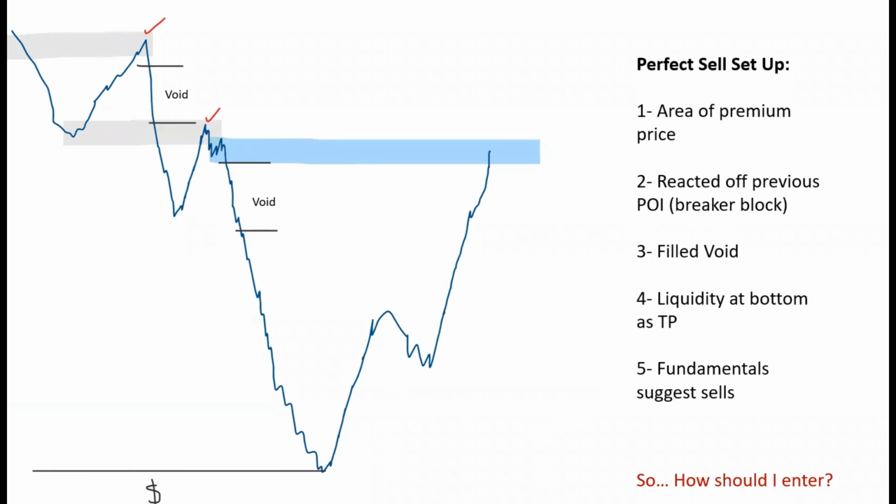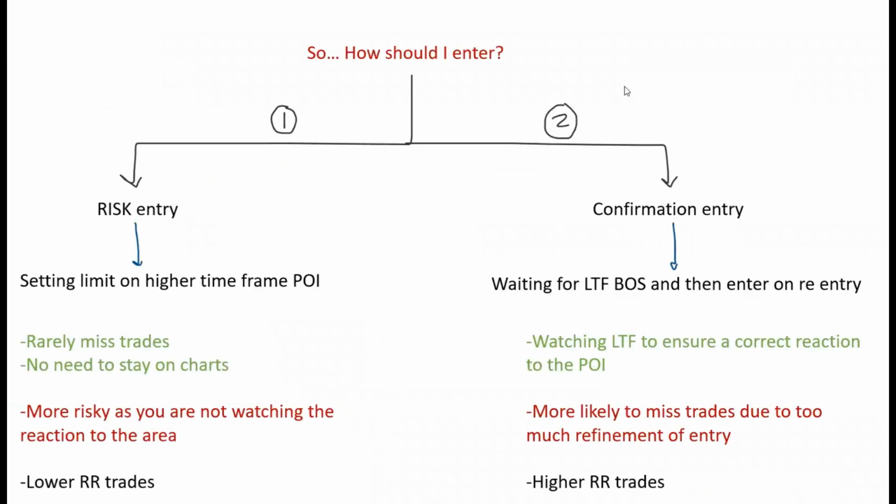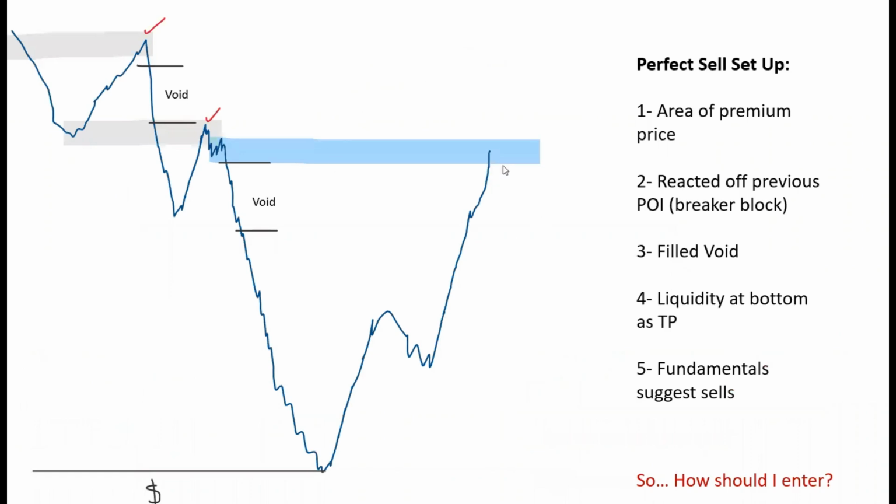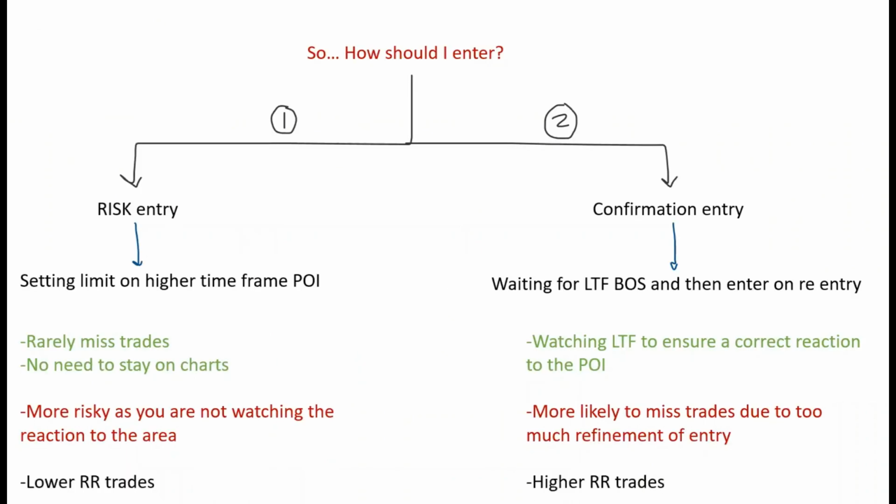So how should I enter? Now, you've got two different types: a risk entry and a confirmation entry. A risk entry is setting the limit on the higher time frame point of interest. So that would mean you set your entry right here and then your stop loss just above that previous high, just to keep yourself safe. The good thing about that is you rarely miss trades and there's no need to stay on the charts. You can mark up on a Sunday, for example, and then just watch it from time to time. The bad thing is it's more risky, as you're not watching the reaction to the area.